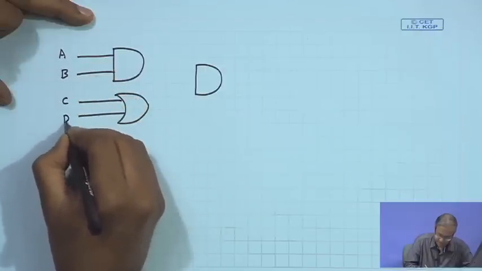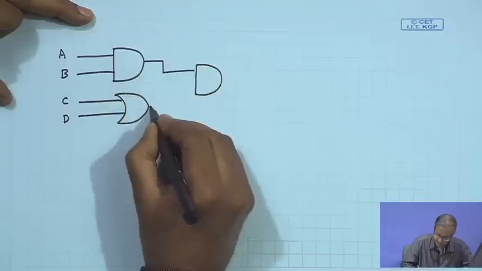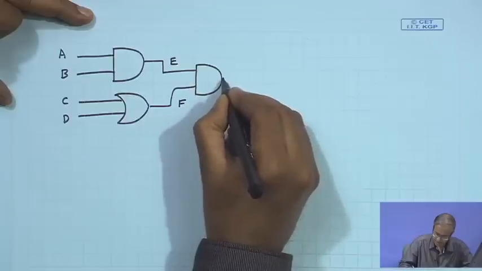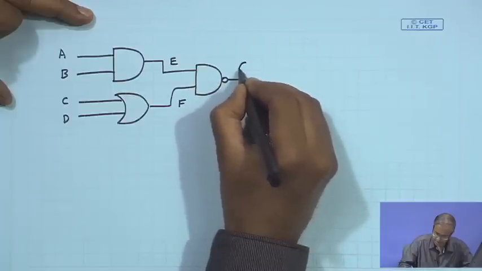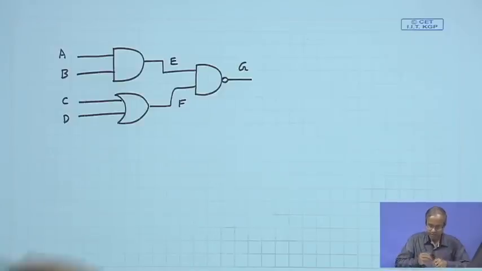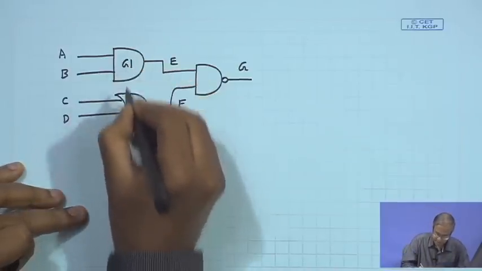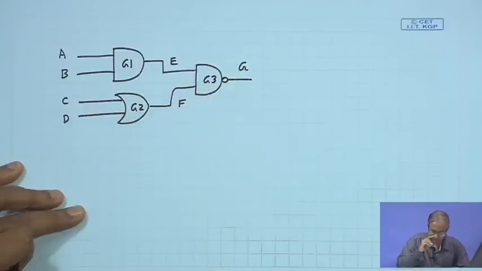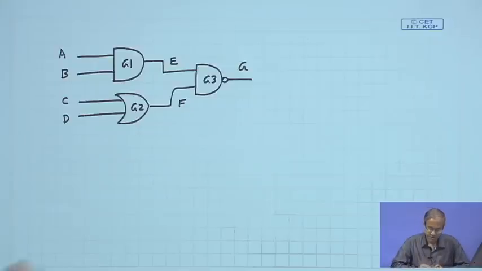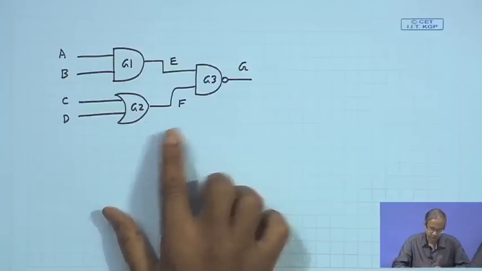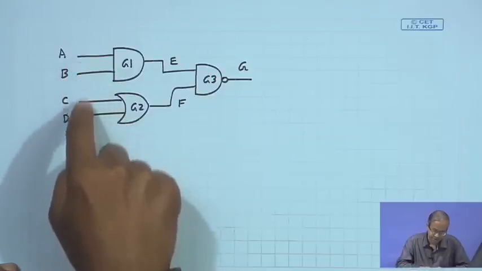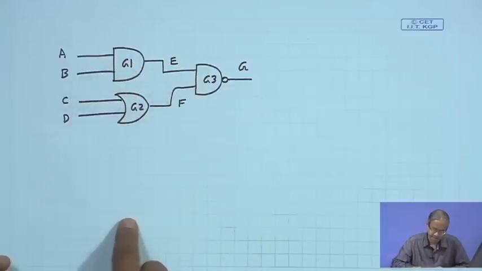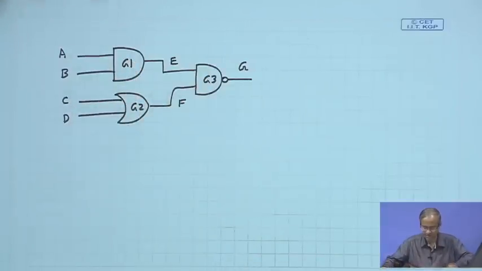The inputs are A, B, C and D. This is E, F and the output is, so this is a NAND gate, output is G. So, let us name the gates G1, G2, G3. Now, one difference is there with respect to deductive fault simulation, because in the earlier case we defined the fault list corresponding to each of the lines, but here we are defining fault list for the gates, not the lines. Okay. This is one difference.